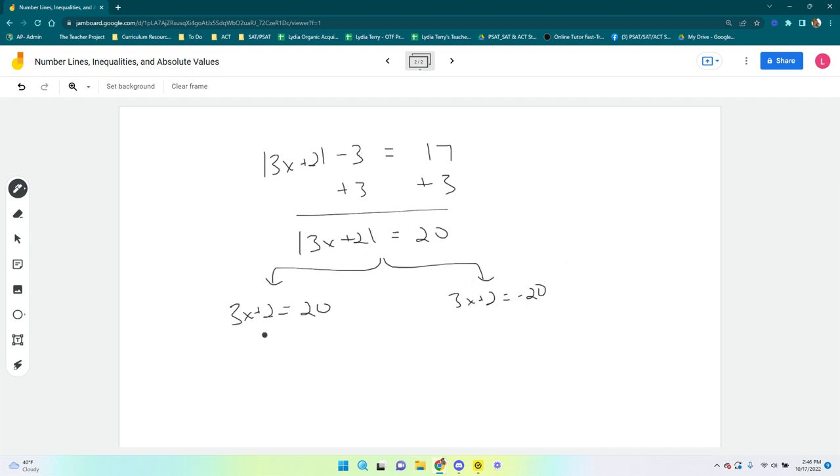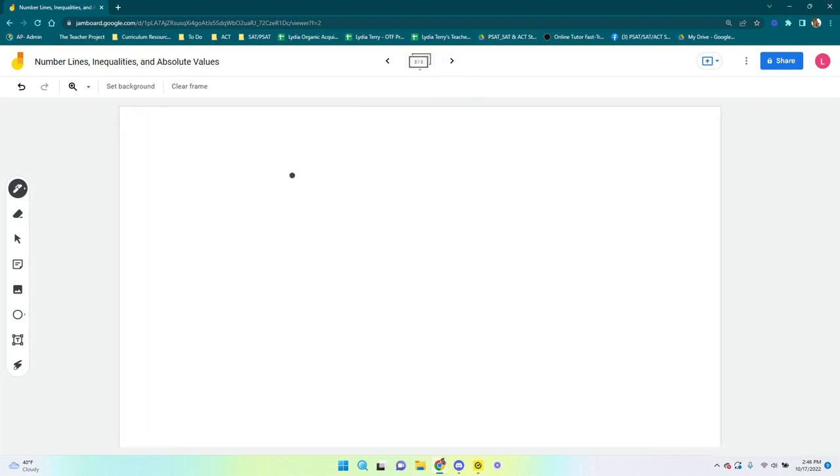Oftentimes when I see this, they don't even expect you to solve for x. There's going to be something else they're getting at. And the other thing I want to remind you about inequalities is that in the algebraic process, if you're going to multiply or divide by a negative, you're going to flip the sign. So if I have negative 3x is less than 15, and I'm going to divide by negative 3 here, x is going to be greater than negative 5.